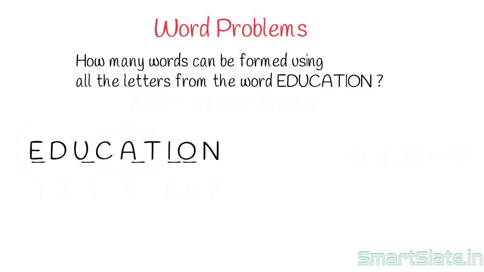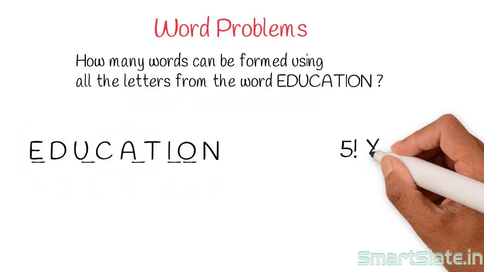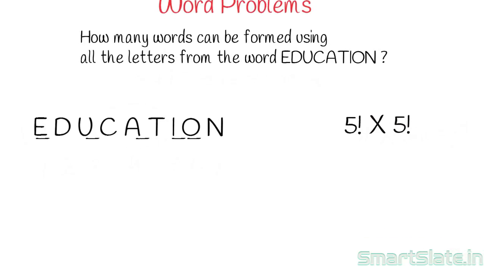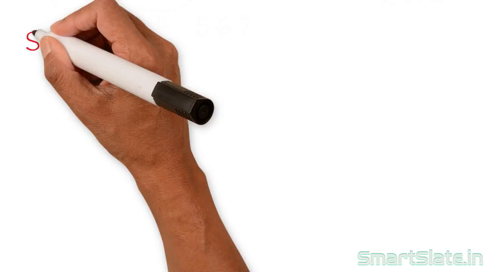Education has 5 vowels: A, E, I, O and U. Consider A, E, I, O and U as a single unit. Then possible arrangements are 5 factorial. Since A, E, I, O, U also can be arranged in 5 factorial ways, answer to this question is 5 factorial into 5 factorial.